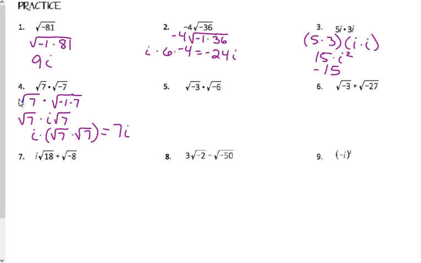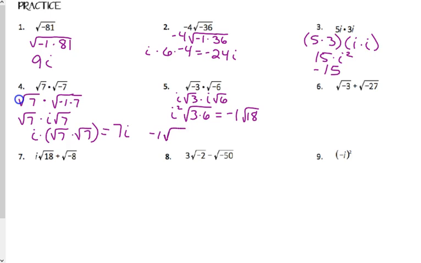We have the square root of negative 3 times the square root of 6. So we're going to go ahead and bring the i out first. i square root of 3 times i square root of 6. And then that is going to give us i times i, which is i squared, and then times the square root of 3 times 6. That's going to give us negative 1, because i squared is negative 1, times the square root of 18.